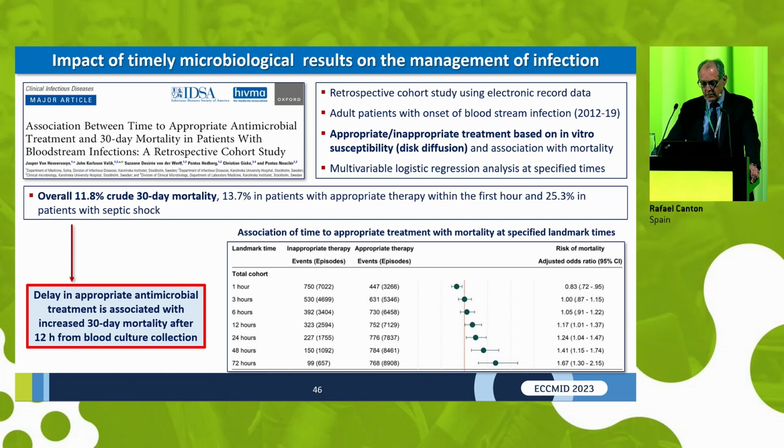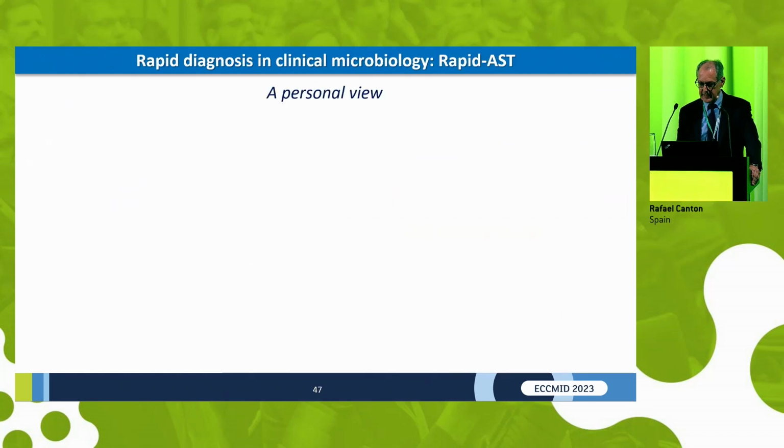And reading also in the literature, there was a publication from the group of the Karolinska Institute, also trying to understand the importance of releasing the data from the laboratory, published in Clinical Infectious Diseases. One of the conclusions of the study was that the delay in the appropriate antimicrobial treatment was associated with an increase in mortality. So if we decrease the reporting time with the rapid antimicrobial susceptibility testing, we are also decreasing the mortality of the patients.